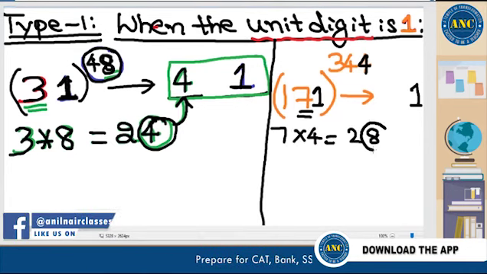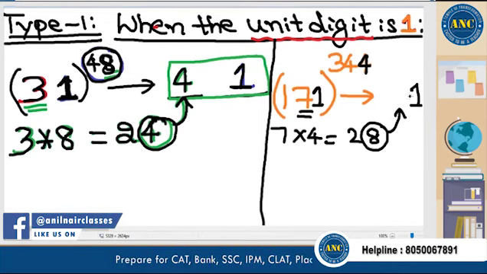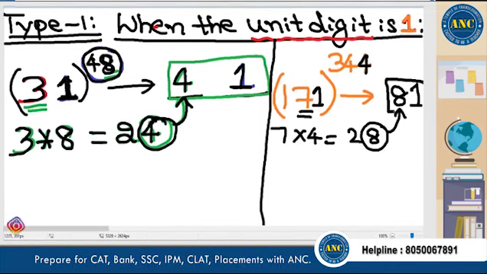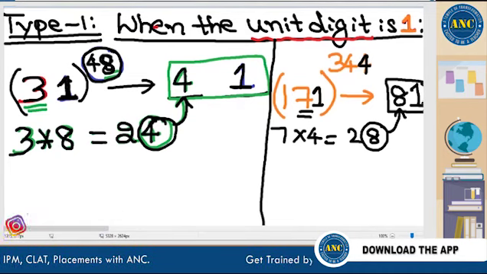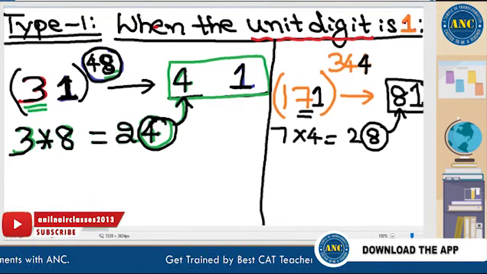In 28, what is the unit digit? 8. That 8 should come as the tens place in my answer. That means the last two digits of 171 to the power of 344, how much is it? It is 81.